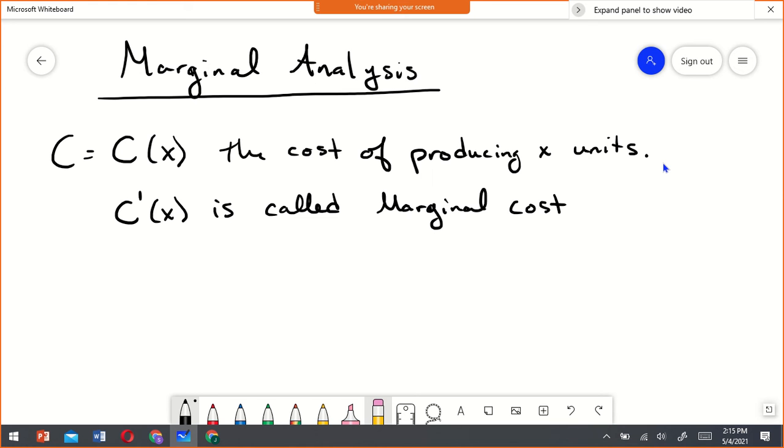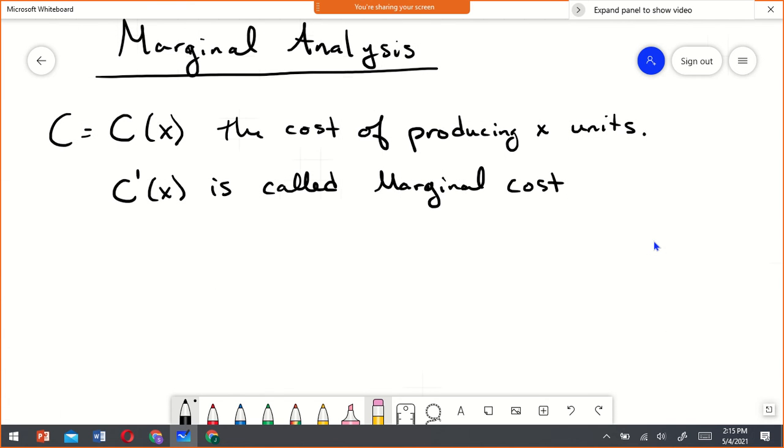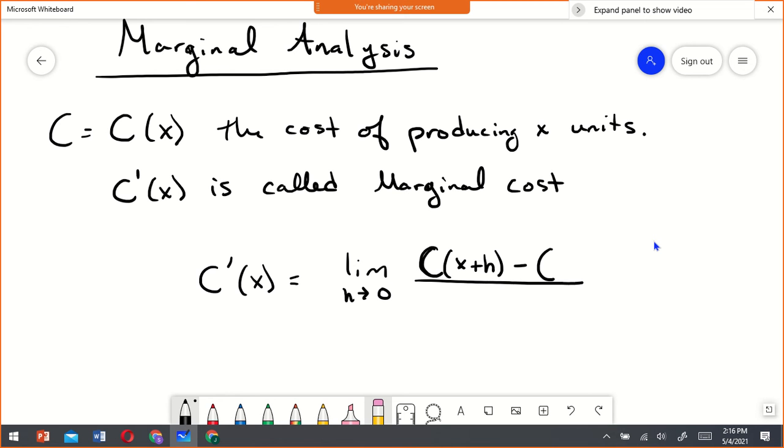So to interpret the meaning of a marginal cost is to take the derivative of our function. And we have been using the difference quotient and the limit of the difference quotient to talk about our derivatives, right? Where we have C of X plus H units, minus the cost of just X units, over H. And we'd use that difference quotient, and we're taking the limit as H approaches 0 of that quotient.